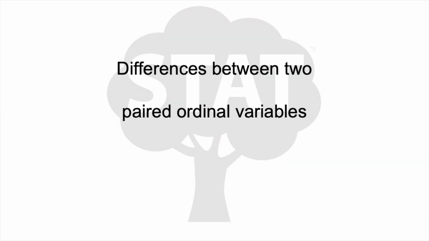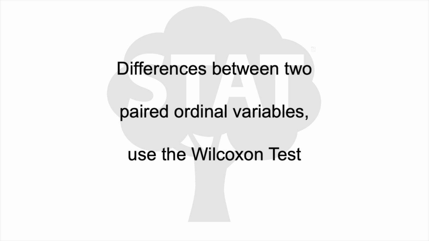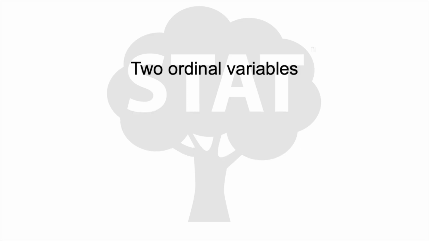To test whether there are differences between two ordinal variables, the Wilcoxon matched pairs sign rank test would be appropriate. This test is similar to the paired samples t-test, but for ordinal or non-normally distributed continuous variables. You will need two ordinal variables or two continuous variables where the assumption of a normal distribution of the differences has not been met in order to run this test.